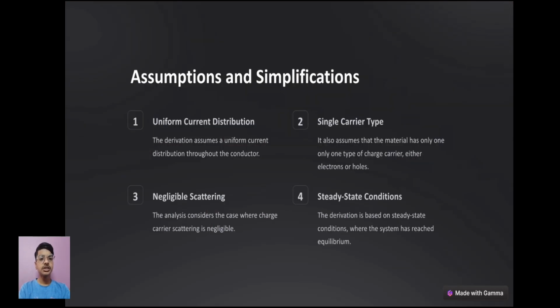Assumptions and simplifications. Uniform current distribution. The derivation assumes a uniform current distribution throughout the conductor. Single carrier type. It also assumes that the material has one and only one type of charge carrier, either electrons or holes. Negligible scattering. The analysis considers the case where charge carrier scattering is negligible. Steady state conditions. The derivation is based on steady state conditions where the system has reached equilibrium.